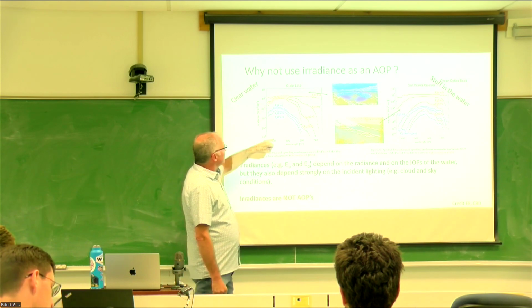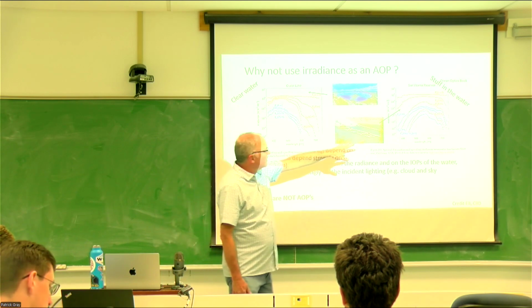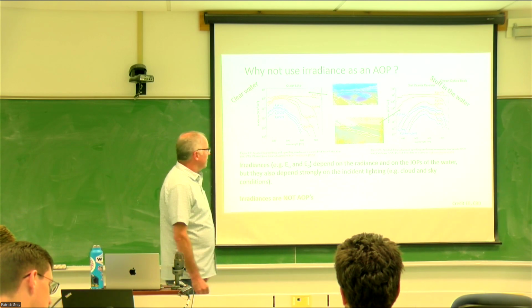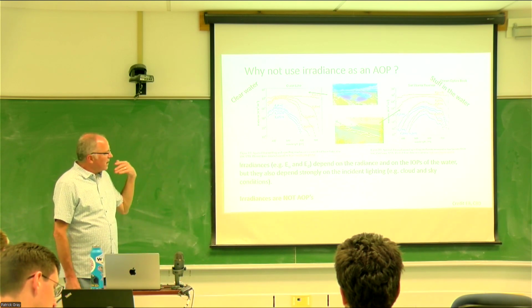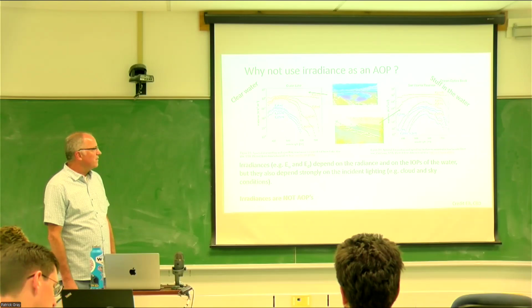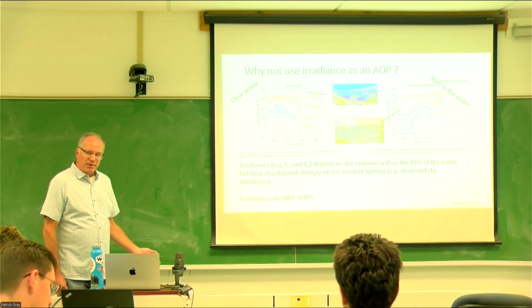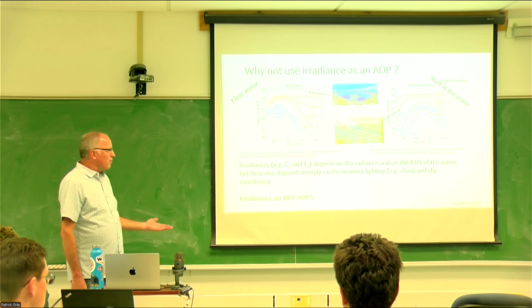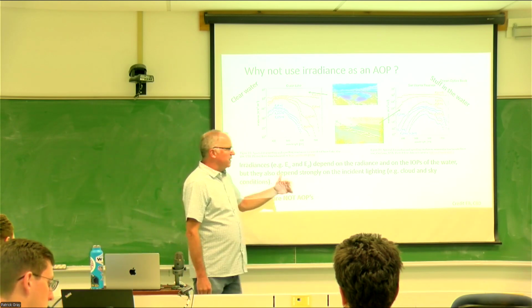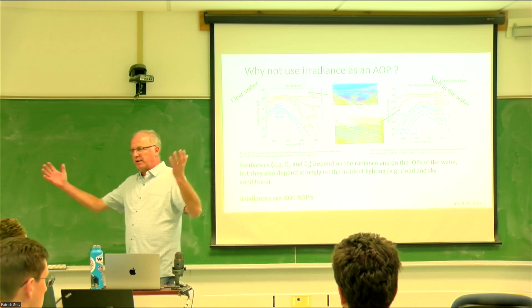You can see different sky variations in these two examples. So while the irradiances do depend on the radiance and somewhat on the IOPs, more importantly they also strongly depend on the incident lighting conditions. How bright is the light?